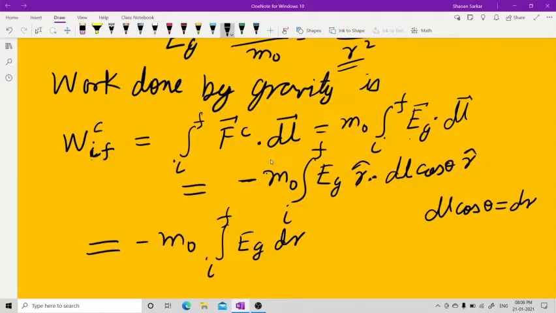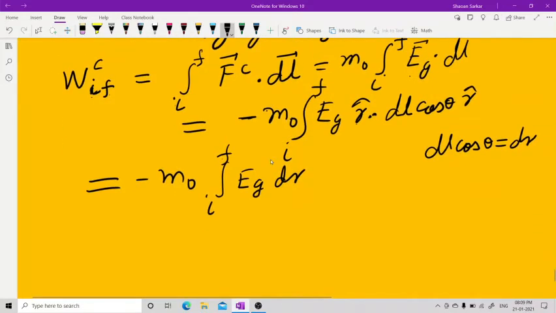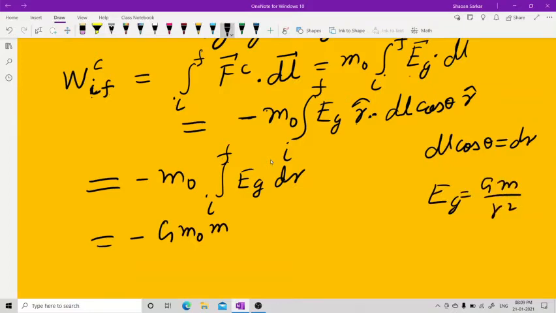Eg dr, this is initial to final. Now, you know what eg is. Let us see what eg is all about: minus g m naught m. Eg was just taking the scalar value m by r square. Just put that value: initial to final, 1 upon r square dr.